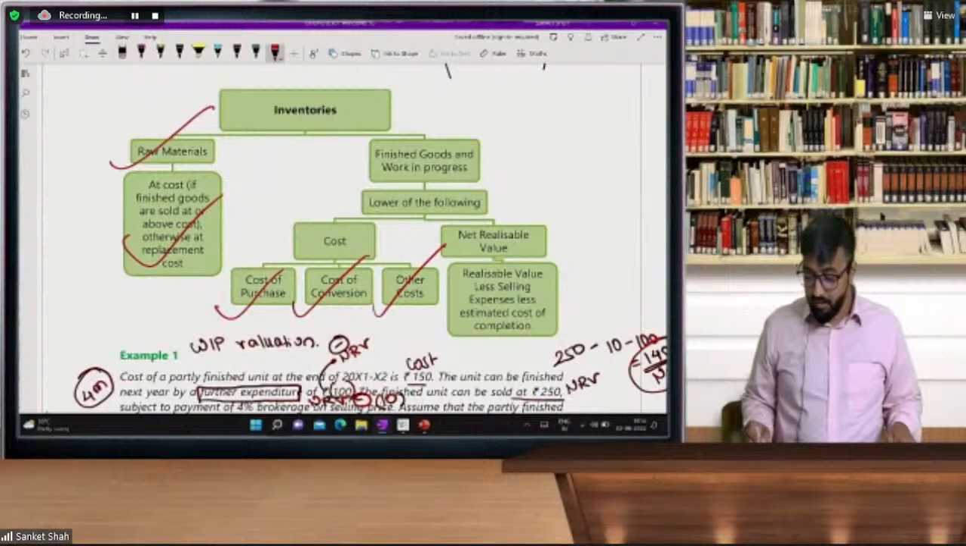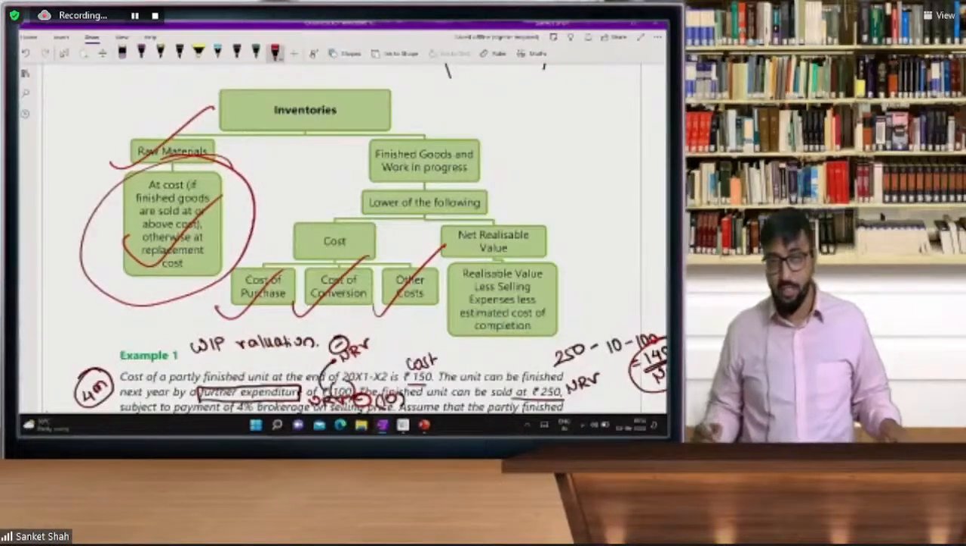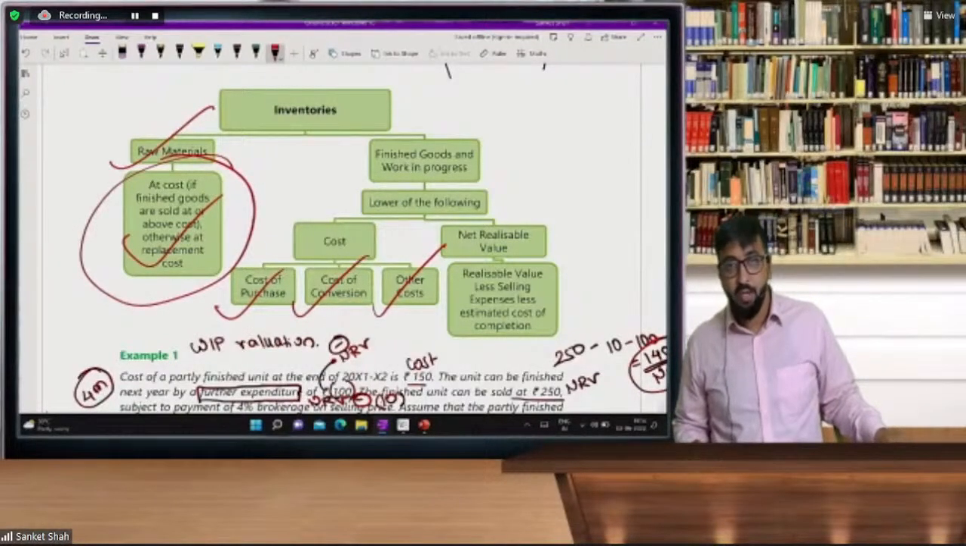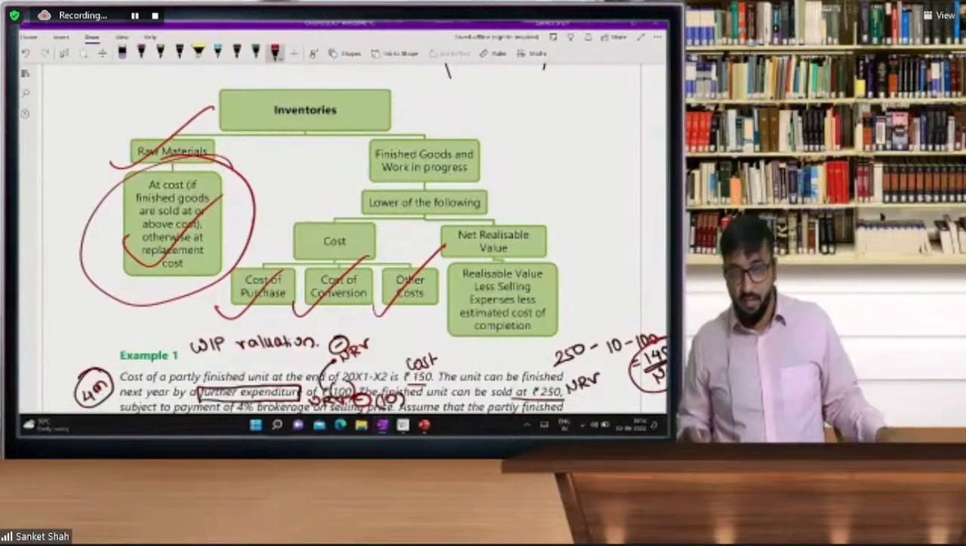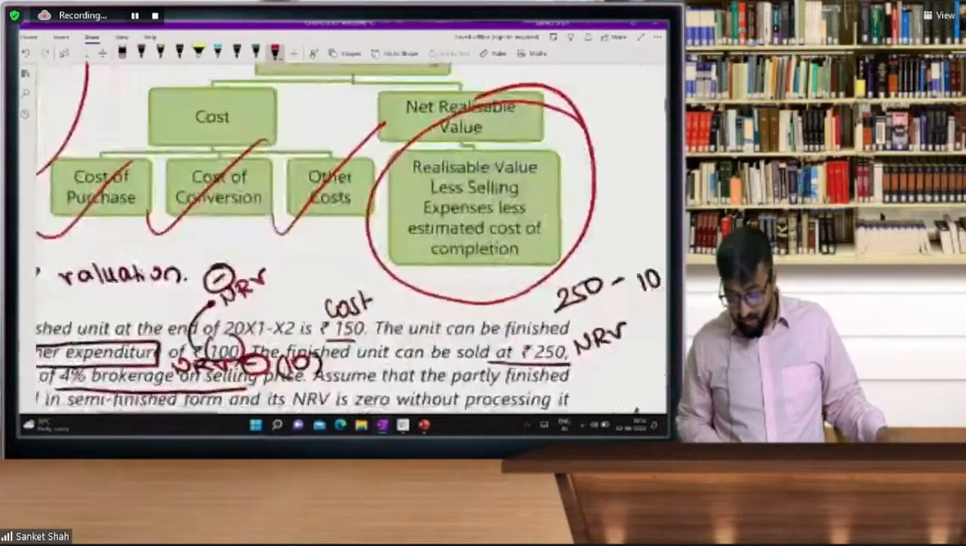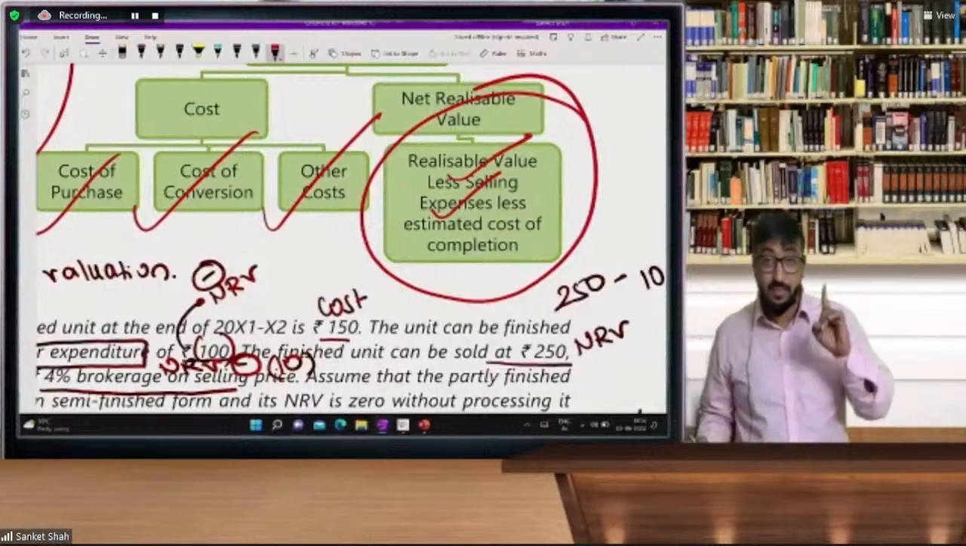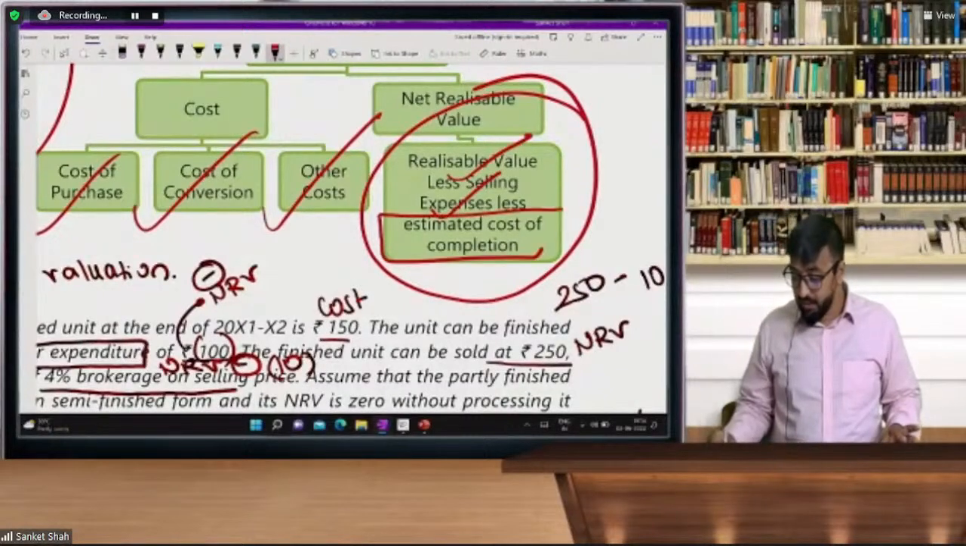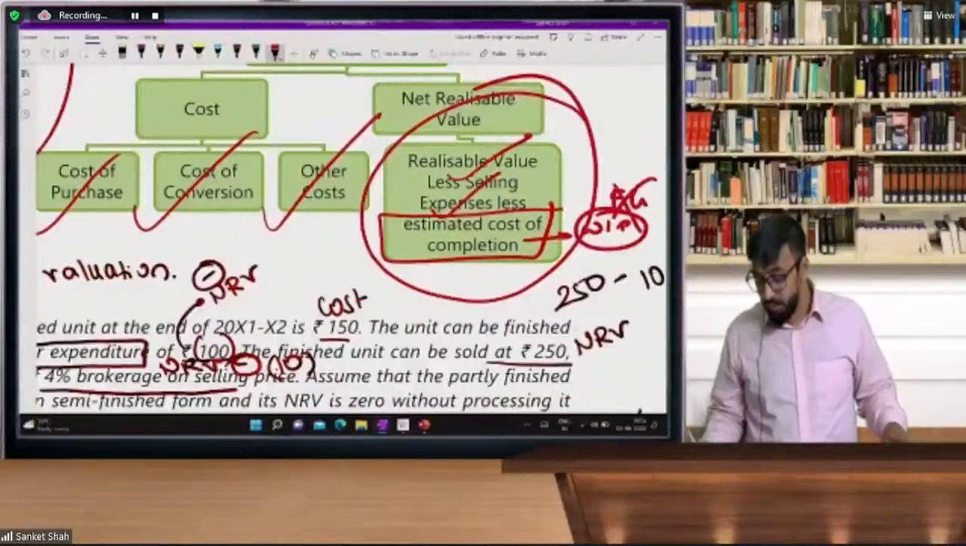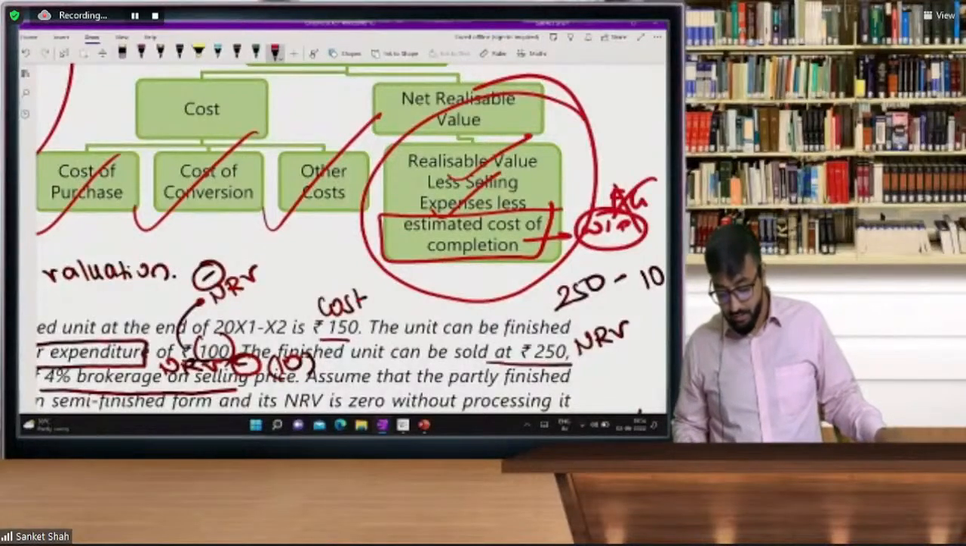Raw material, if the replacement price is lower, I'm going to explain in the CA Final question, so that part is remaining. But NRV, you can see the meaning of NRV: realizable value minus selling expense. Selling expense means brokerage. And the estimated cost of completion is only for WIP. It is not for finished goods. This cost of completion is not for finished goods, but only for WIP.